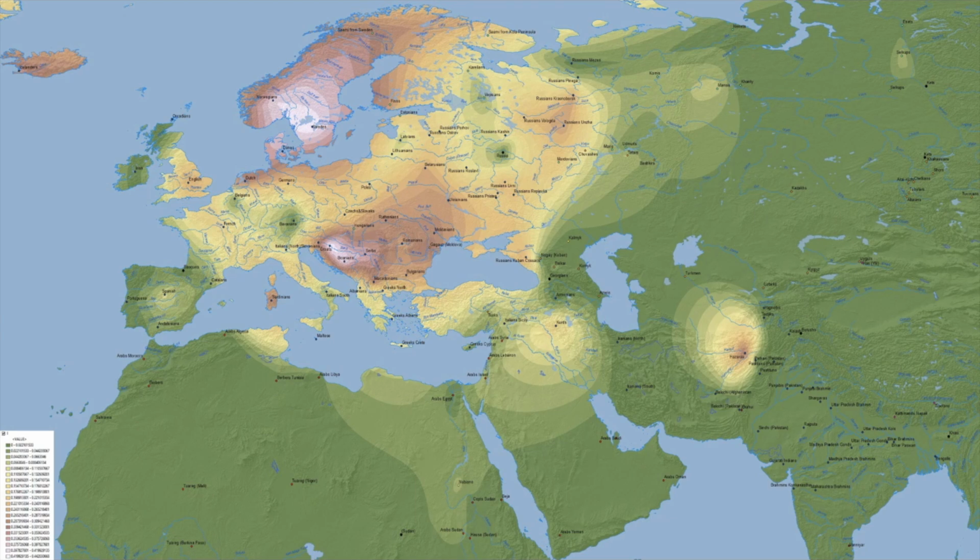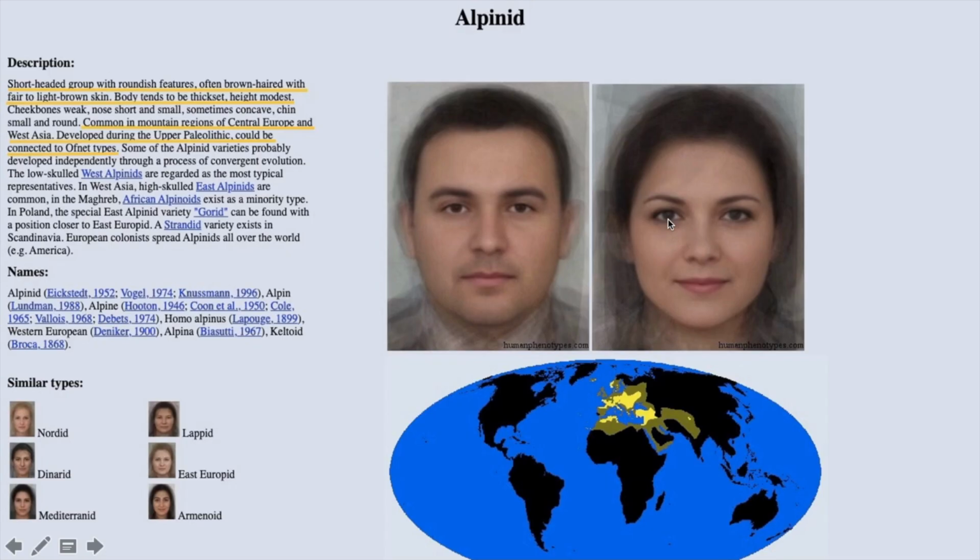And so here's just a map showing you again the Balkan areas right here. So the Alpine, a short-headed group with roundish features, often brown-haired with fair to light brown skin. Body tends to be thick-set and heavy, modest. Common in mountain regions of Central Europe and West Asia, developed during the Upper Paleolithic, could be connected to the off-knit types. And the Upper Paleolithic is what we were dealing with when it came to the haplogroup I.